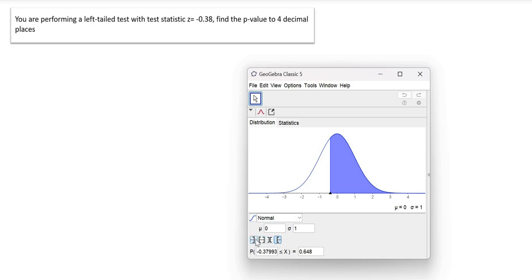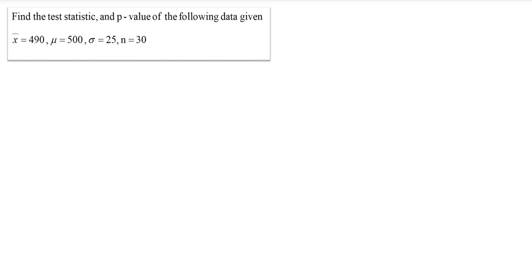And if you pick this one, it is the two-tail test, because the tail is on both sides. But in this case we want to find the left-tail test, and we input that value here, negative 0.38. Yes, that is 0.352. So the probability is 0.352. Got it? Now let us have one more question.